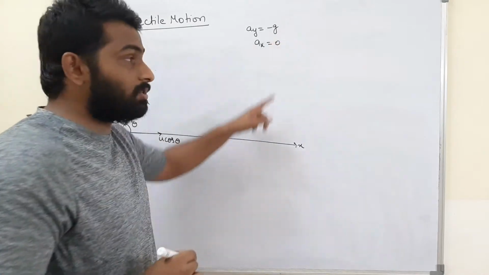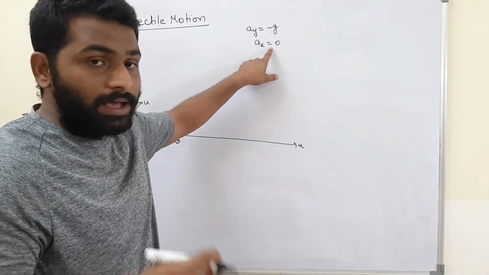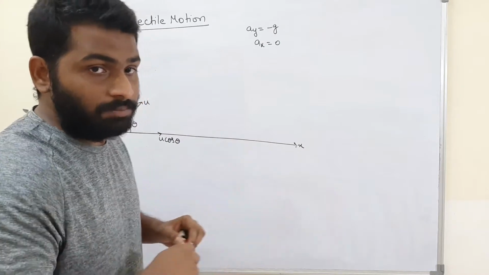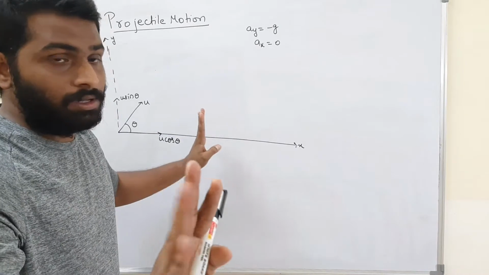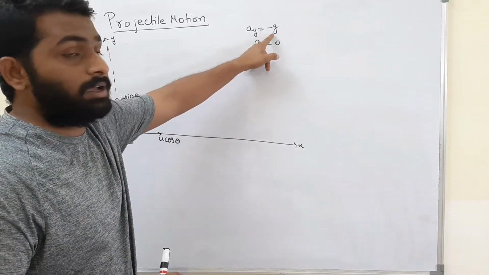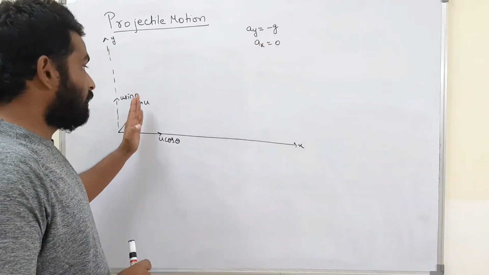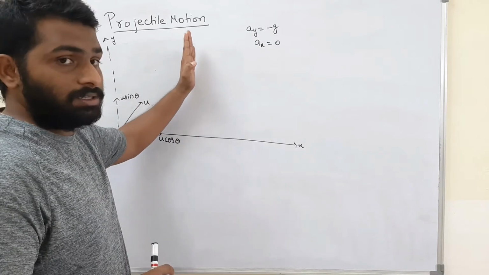If the acceleration is 0, what is the meaning? If the acceleration is 0, the velocity won't change. That means in the horizontal direction, the velocity won't change at all. And now the acceleration in the y direction is minus g. That means as the body is moving up, the velocity gradually decreases.